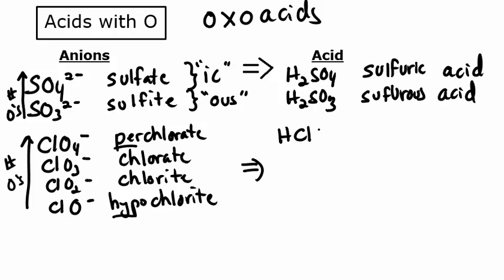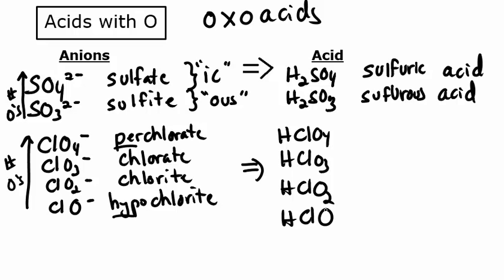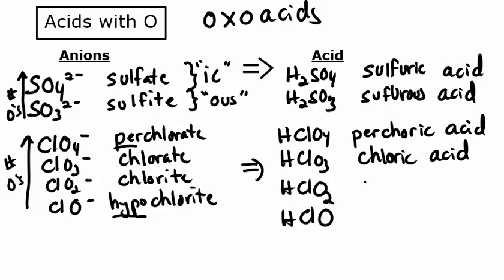So the acids are HClO4, HClO3, HClO2, and HClO. The endings will change just like they did for the case of sulfuric and sulfurous acid. The beginnings will be just like the parts I underlined. So this one will be perchloric acid. Okay, the second one's also an ic at the end. Chloric acid. The next one will be an OUS ending. Chlorous acid.